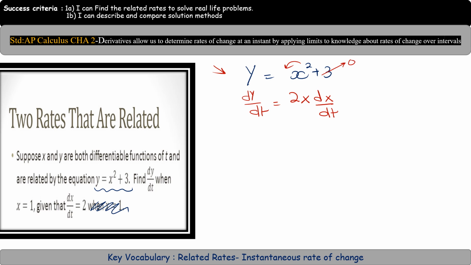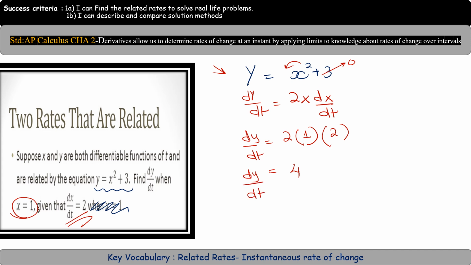Now look at the question again. Find dy by dt. It means write dy by dt as it is equals 2 as it is. They are saying here that x equals 1. So substitute 1 as x, and dx by dt is given as 2. So replace dx by dt by 2. Now just calculate, that will give you the value of dy by dt as 4.